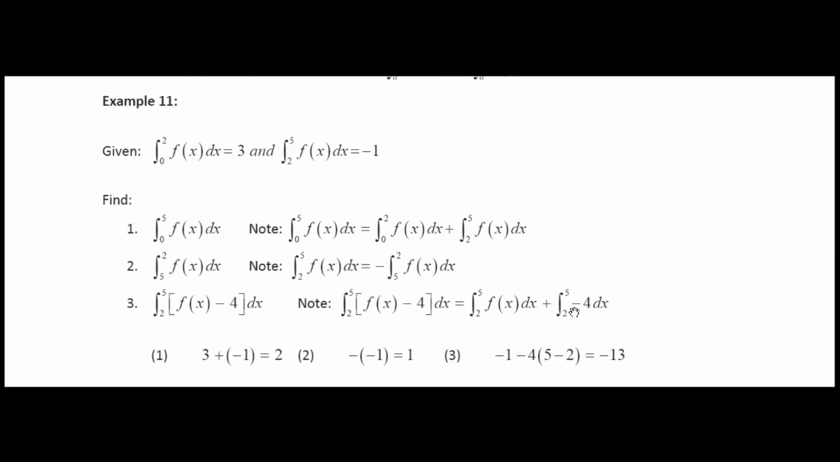This, can we integrate this? The integral of this is -4x. And we're doing it from 2 to 5, so it's -4 times x. We put in the 5, we get that, and we put in the 2, we get that, and we take the difference and do the arithmetic.